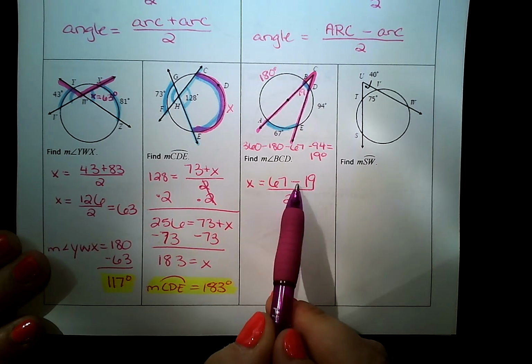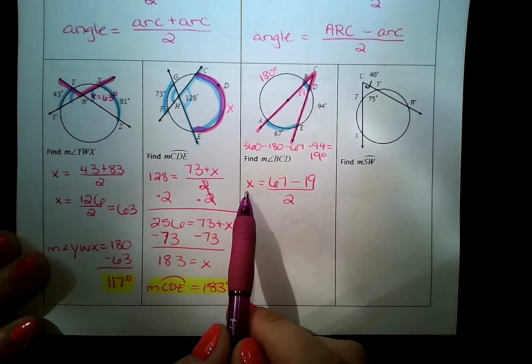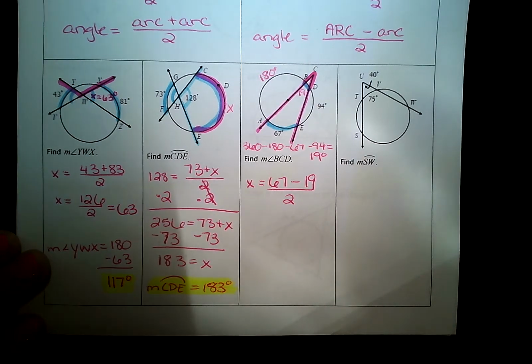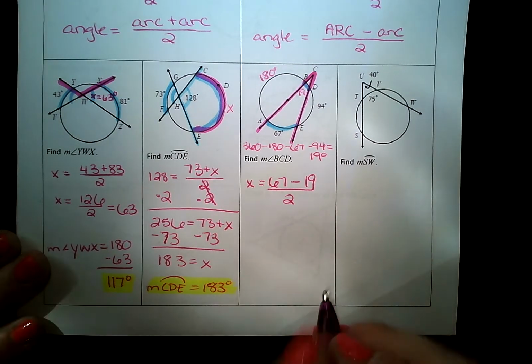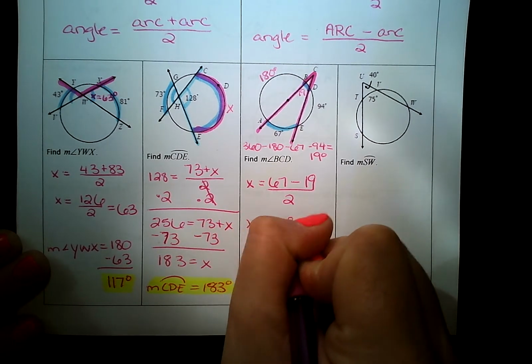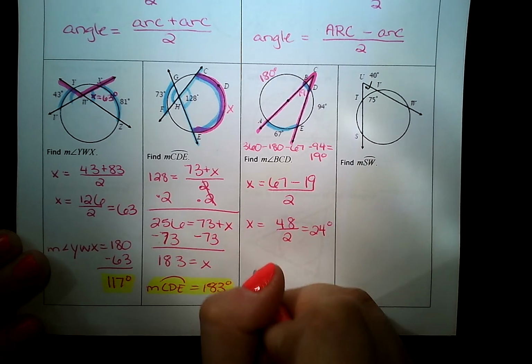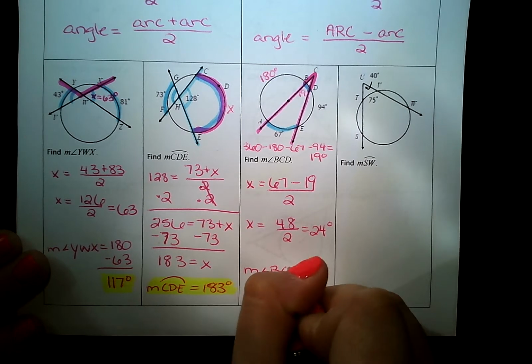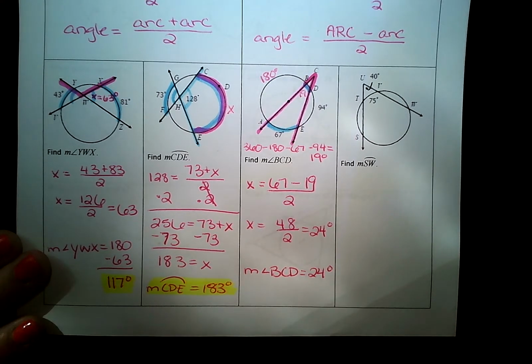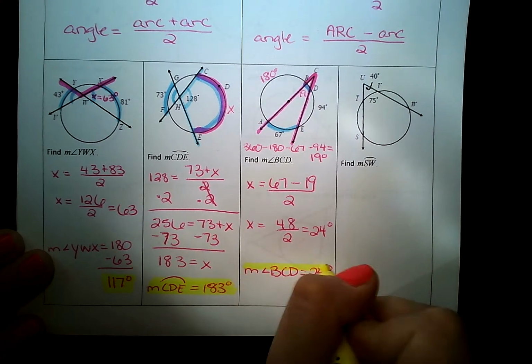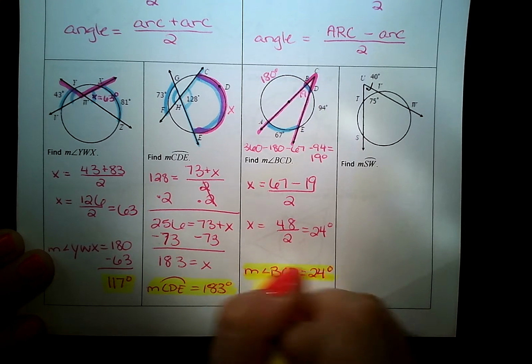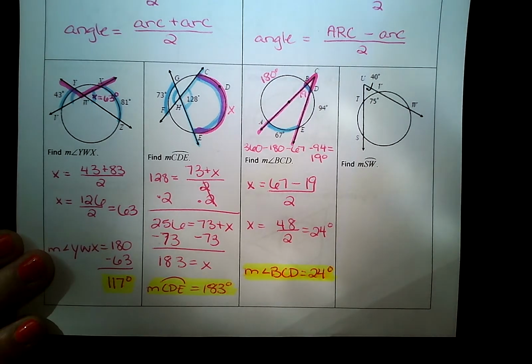Large arc minus small arc divided by 2 equals the angle. 67 minus 19 is 48, and 48 divided by 2 is 24. So the measure of angle BCD is 24 degrees. Okay, that was a great review of a lot of circle-y things. We had to find that missing arc in order to put into the angle, and then we had to fill out the formula properly. Let's try one more here, our very last example.